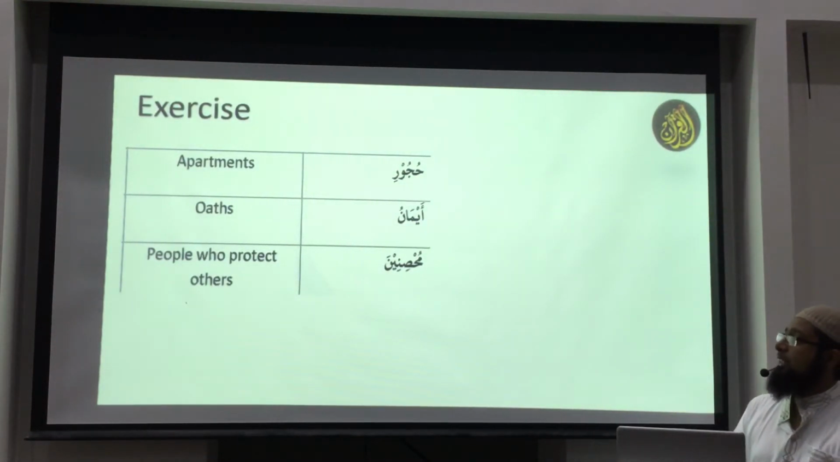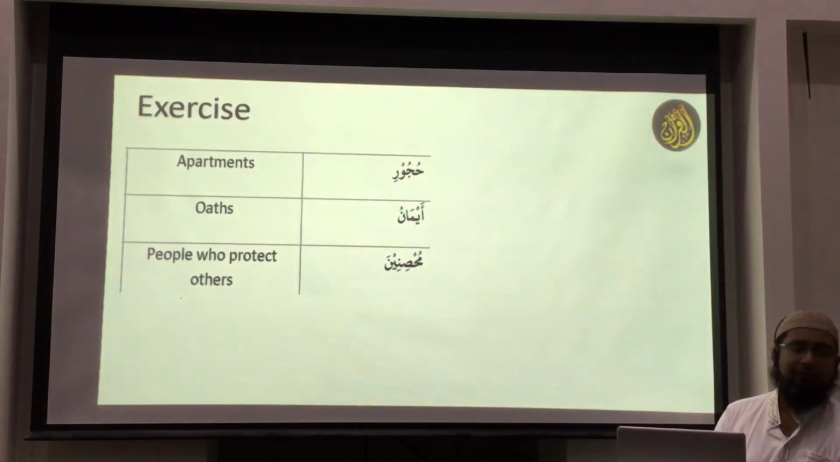Now this one. Muhsinina, people who protect others. Nasab or jar from the chart. It is from the child, Muslimina. Remember the child. That's what it is, just like the simple.